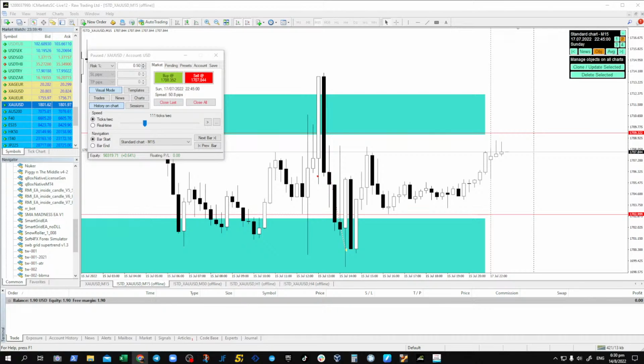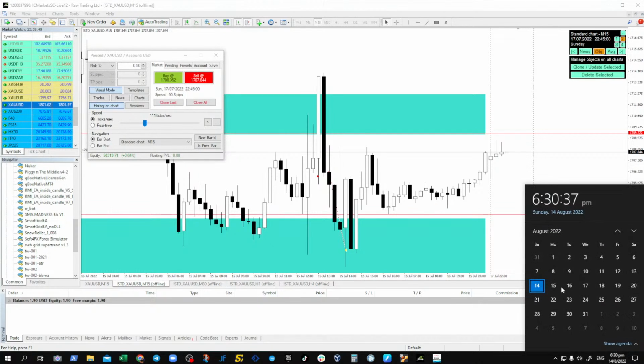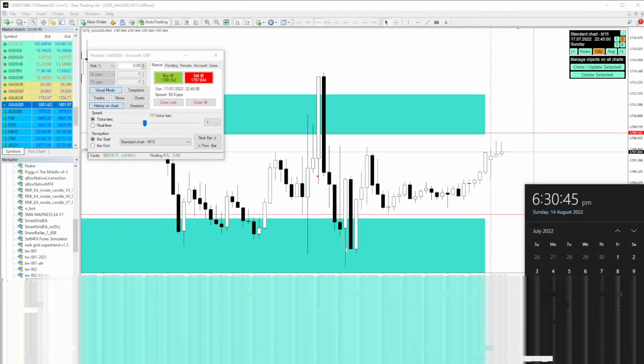Today is Sunday, the 14th of July 2022, and the time is 6:30 p.m. Welcome to our fourth session for the Bitcoin backtest for the pair gold. In this session we will do week 4 of July, which will be the 18th to 22nd of July 2020. All right, let's get started.